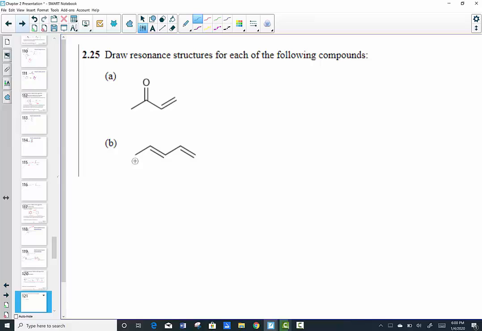So draw resonance structures for each of the following compounds. So what pattern do you recognize? Here I have a double bond, and adjacent to it is another double bond. So that double bond really has no place to go, does it? It has no positive, no pair of electrons. It doesn't have an empty orbital. So this right here is a very localized double bond.